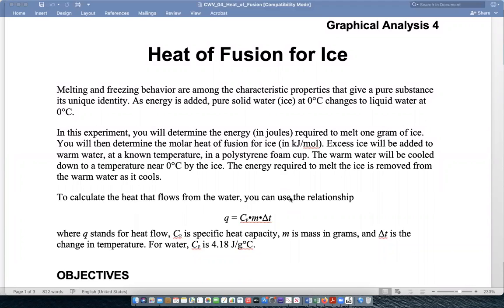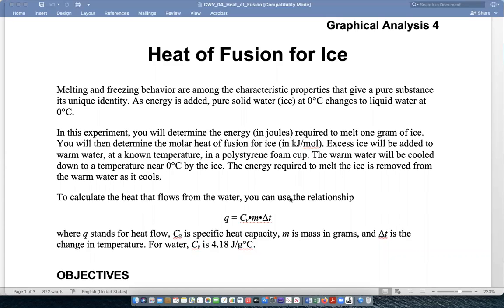Today, we're going to be taking a look at an experiment to determine what is called the heat of fusion for ice. And this is the amount of energy that has to be absorbed by ice at 0 degrees Celsius as it changes to liquid water at 0 degrees Celsius. So, in this experiment, you're going to try to determine the amount of heat involved in that process that's going to be provided from warm water to cause that ice to melt inside of a styrofoam cup.